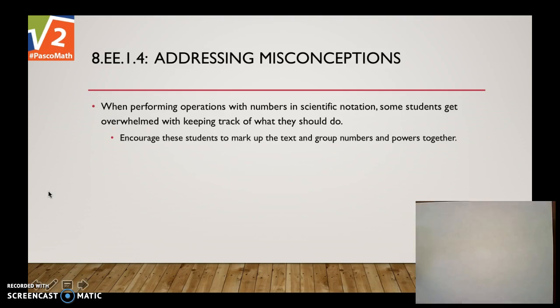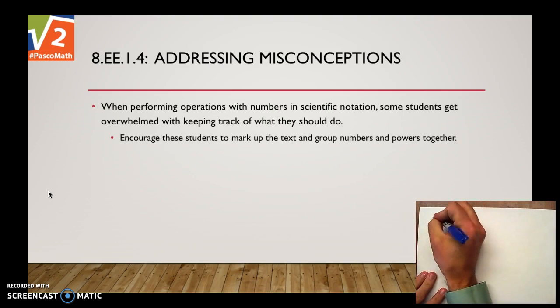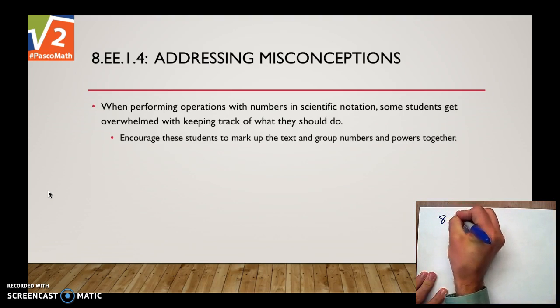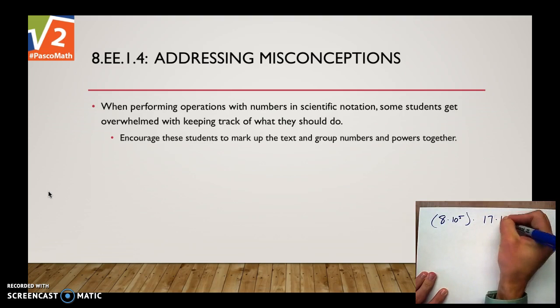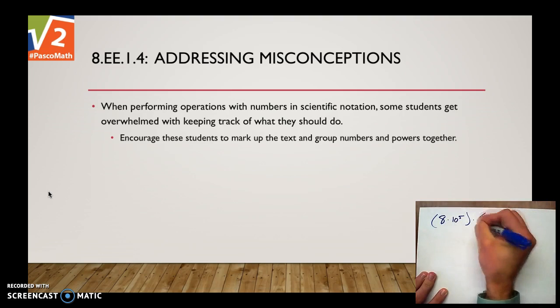So let's get a little bit of the math here. When we address misconceptions, when students are performing operations with numbers in scientific notation, some students get overwhelmed keeping track of everything they should do. So let's just work through an example. Let's say we have 8 times 10 to the 5th, and let's multiply that by 17 times 10 to the 9th.